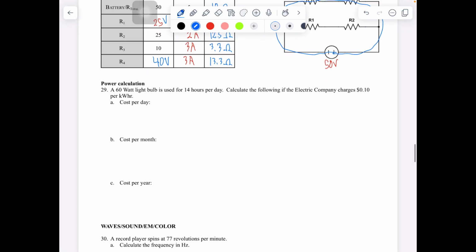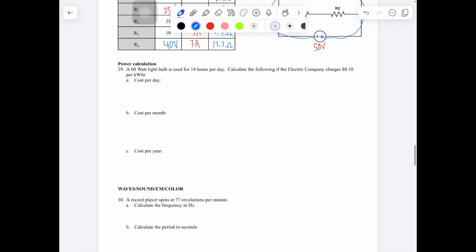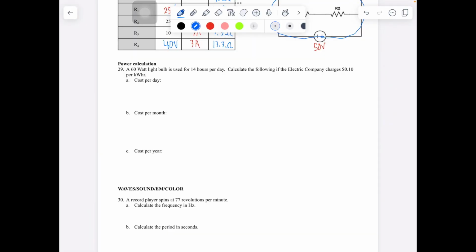All right. Now we'll get into some power calculations. Again, gotta check I'm still recording. Perfect. A 60-watt light bulb is used for 14 hours per day. Calculate the following if the electric company charges 10 cents per kilowatt hour.